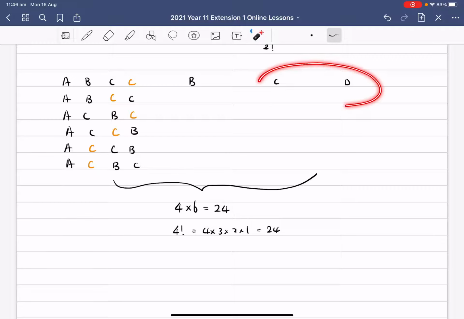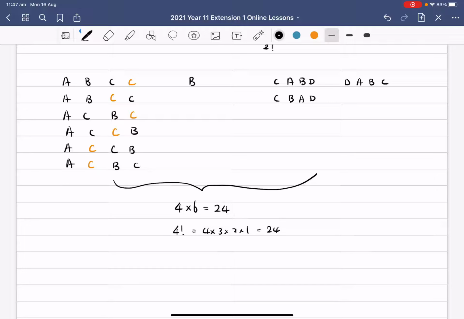But you need to think about this. When it comes to the questions here, when you start with C and D, this becomes a different story. For example, if we start from C, we can have something like C, A, B, D, and then we can have C, B, A, D, and it keeps going. Then for the second one, we can have D, A, B, C, D, B, A, C.